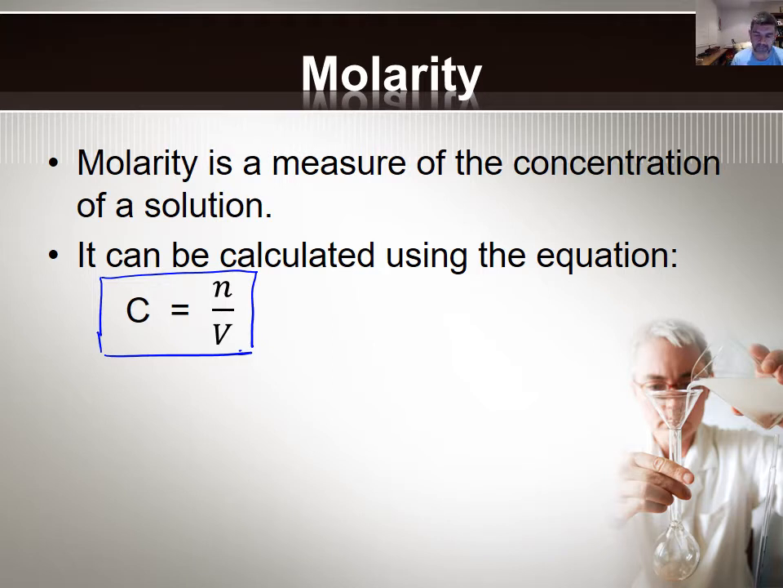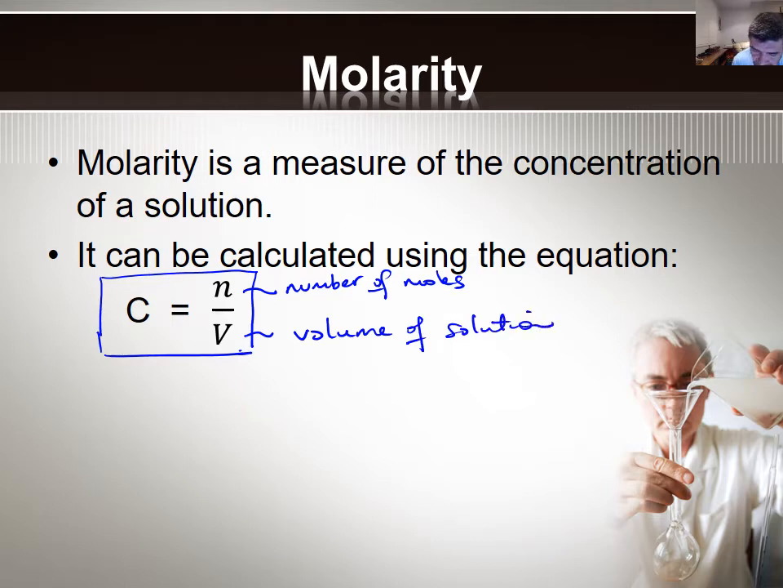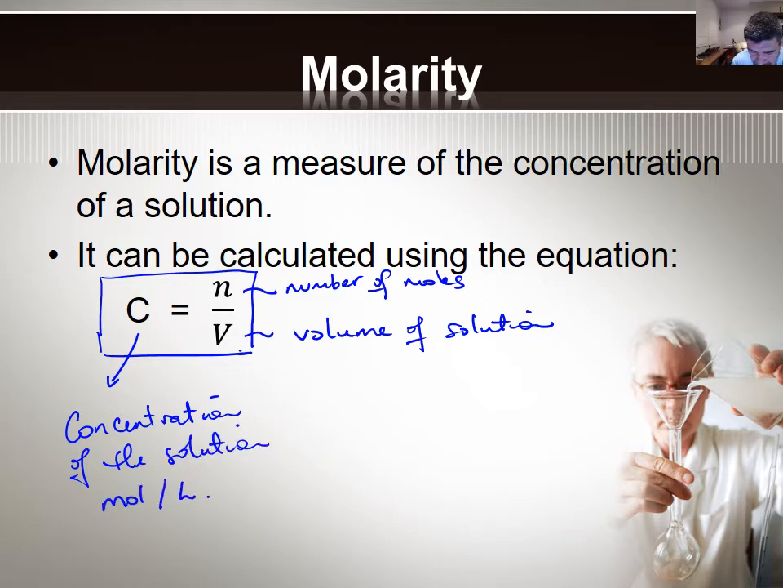Now, the important thing about this is n is the number of moles, V is the volume of the solution, and that leaves C to be the concentration of the solution. And of course, it will be measured in moles per litre.